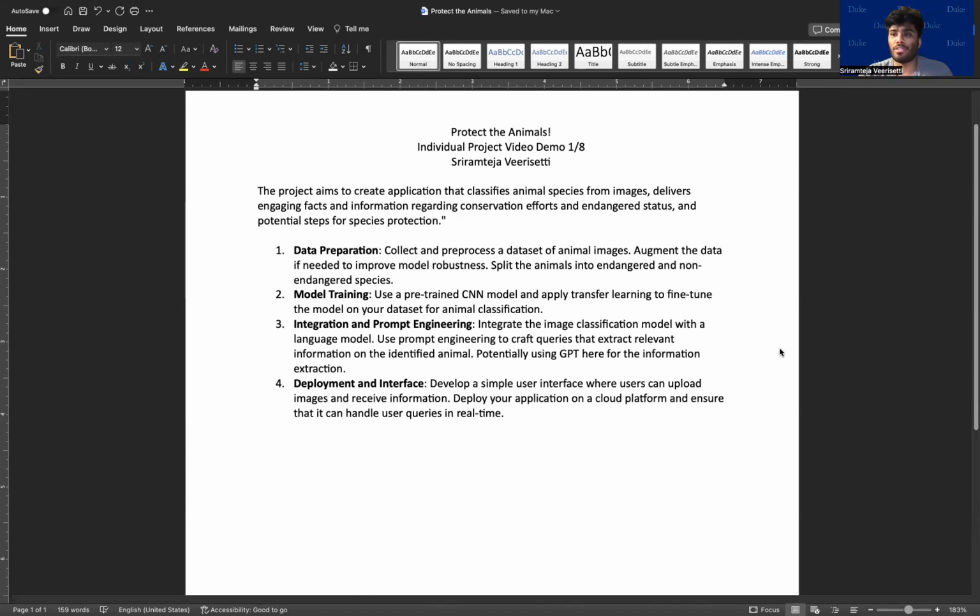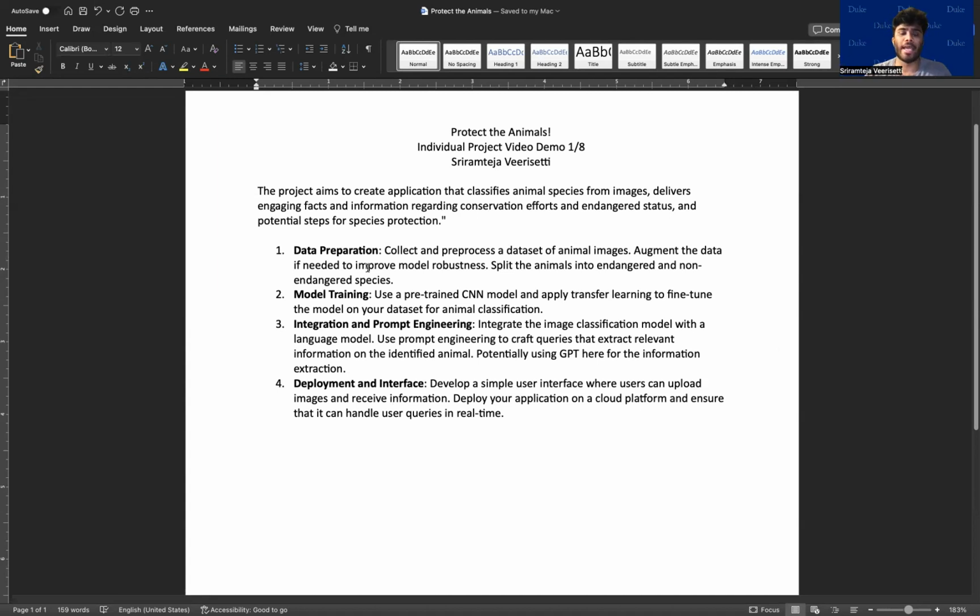Once the user uploads a picture of an animal, the user will get all sorts of information about that animal, potentially where the animals particularly live, what they eat, etc., as well as their endangered status and what steps we should take as humans to help these animals mitigate the risks of being extinct in the future. So first and foremost, I think that data preparation is important.